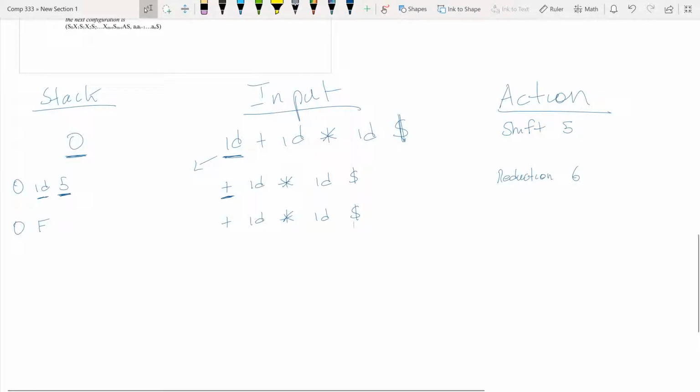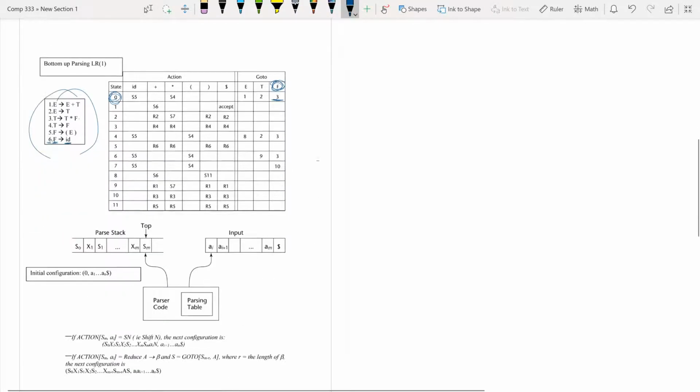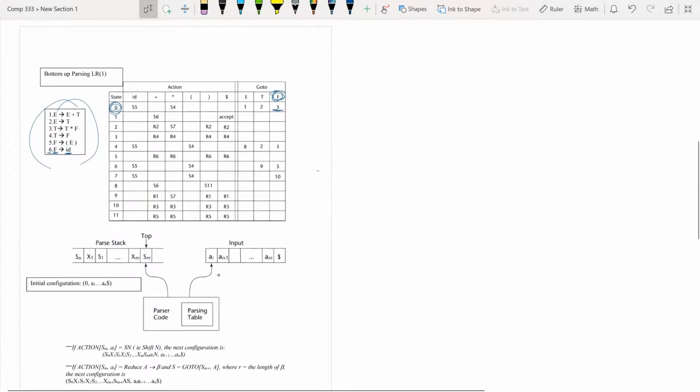Now we have to figure out what the 5 turns into. We look at 0 and F. We go up to the big table, go to 0 and then F, and we get a 3. So this 5 turns into a 3. Now we can look at 3 and plus in the big table again. We have 3 and the plus, and that turns into reduction 4.